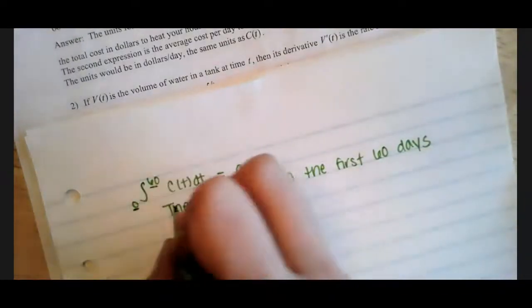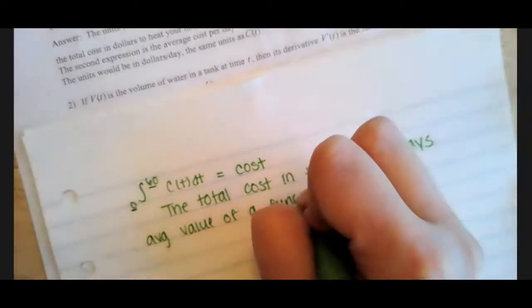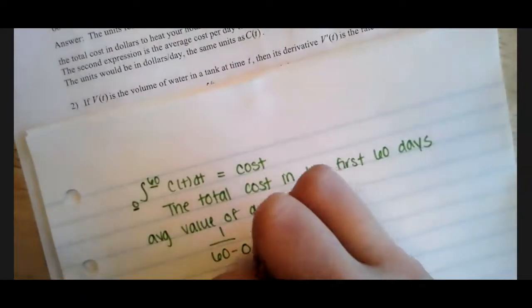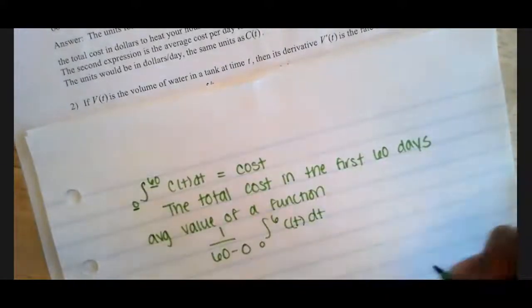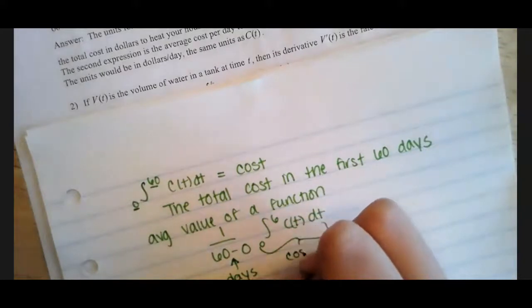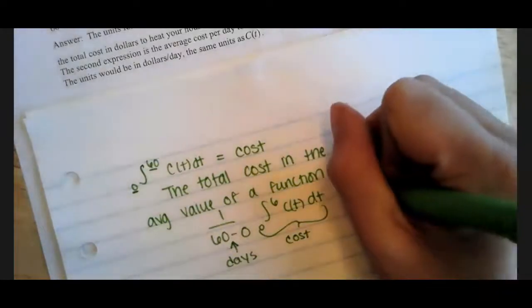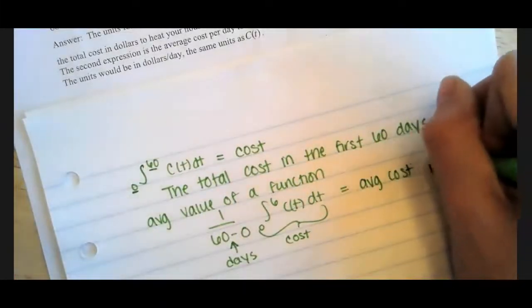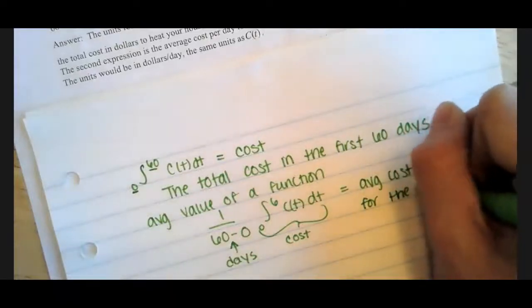The second expression is our average value function. So the minute they put the upper minus the lower bounds in front of that integral, it now gave you the average cost per day, because these units here are days. We just said the unit here was cost. So if you take cost and you multiply it by 1 over days, the average value of the function represents the average cost per day, once again, for the first 60 days.